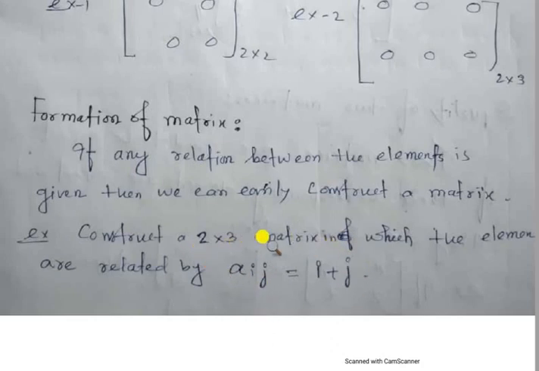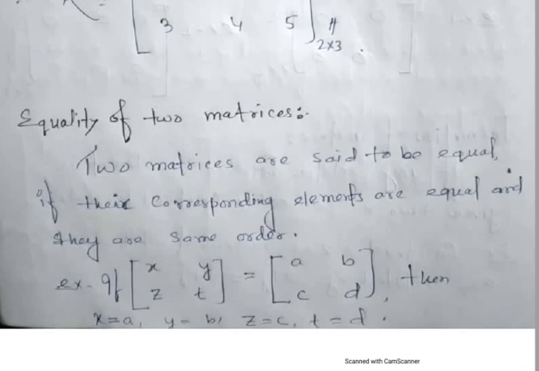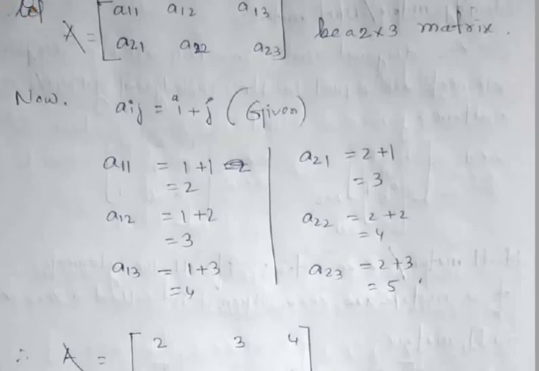From this relation we can easily find the value of, suppose, A11, A12, A13. Put i equal to 1, j equal to 2, then we get A12, this will be 1 plus 2, simply 3. In this way we can find the value of elements. Here we consider a 2 by 3 matrix because we need a 2 by 3 matrix: A11, A12, A13, A21, A22, A23. From this relation we will find the values of these.